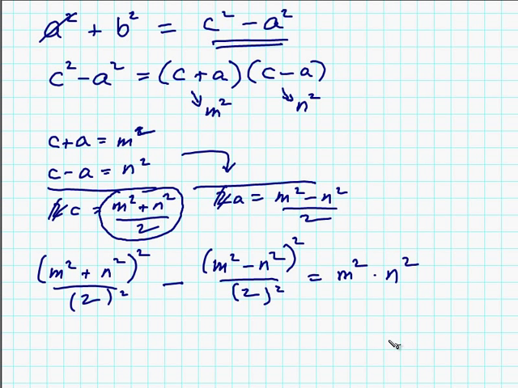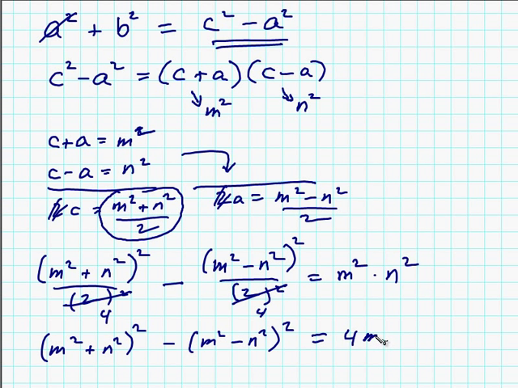Okay. Now, let's clean this up a bit. This is a 4. And this is a 4. So let's multiply through by 4. So we'll have (m squared plus n squared) squared, and this is (m squared minus n squared) squared, is equal to 4m squared n squared.